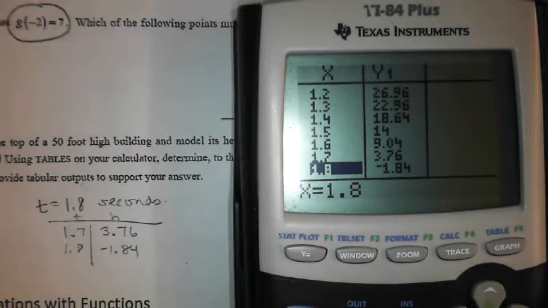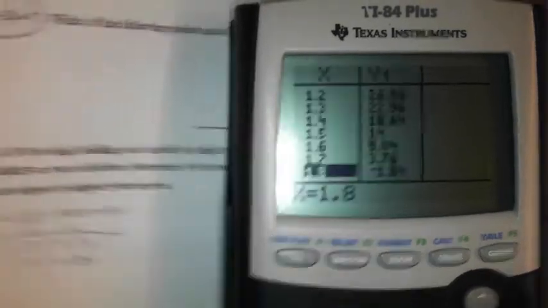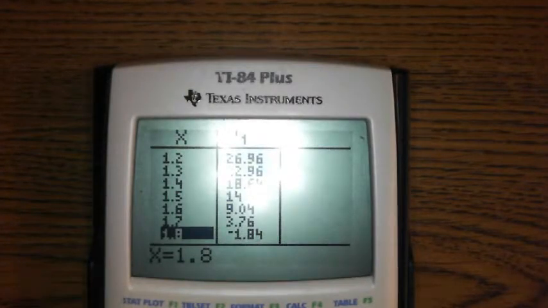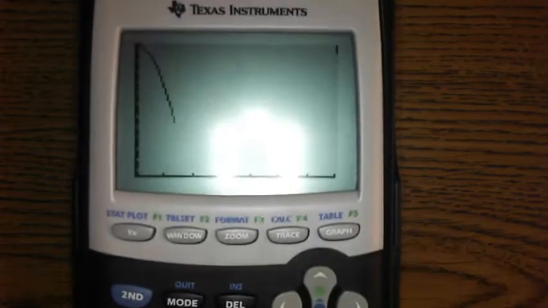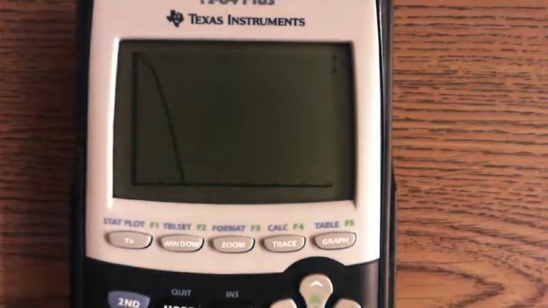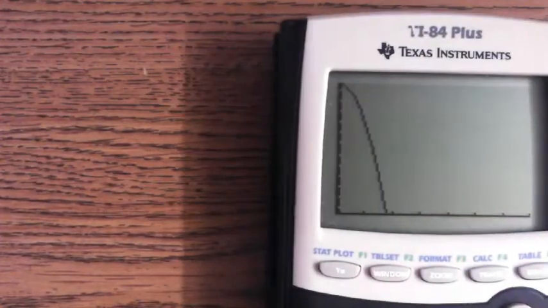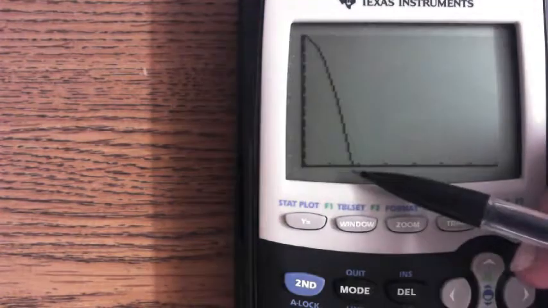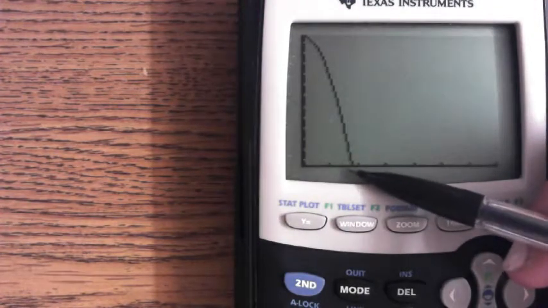Now, let's pretend we weren't going to use a table, we were going to use the graph to do that. So go back and hit your graph button so we're all looking at the same thing. I'm going to turn this. There. How's that? Okay. So how would we find from the graph when it hits 0? Does anybody know?